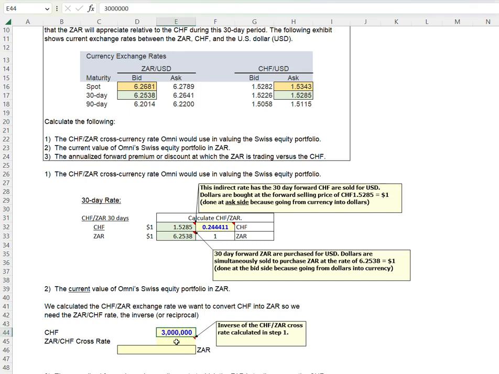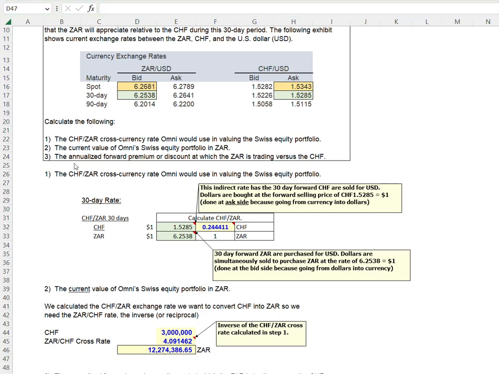We'll take our 3 million Swiss francs, we'll take the inverse of the CHF to ZAR exchange rate, and then we'll multiply that exchange rate by our 3 million Swiss francs to end up with 12,274,386.65 South African rand.